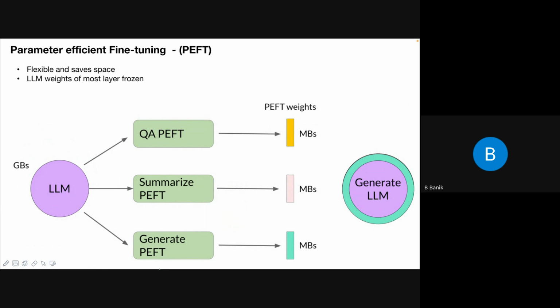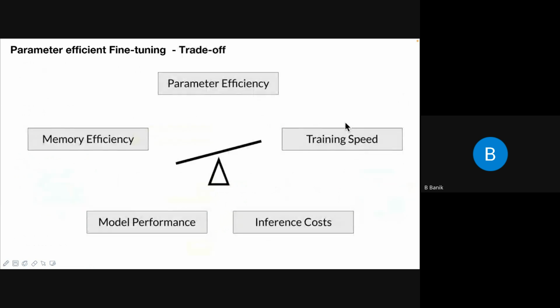So that's how, with the summarization we have seen, and then generate, these are all different tasks we are performing with the parameter efficient fine tuning technique, and it is managed in megabytes of footprint, not updating the entire weights of the LLM, right? And there are some trade-offs you see with this.